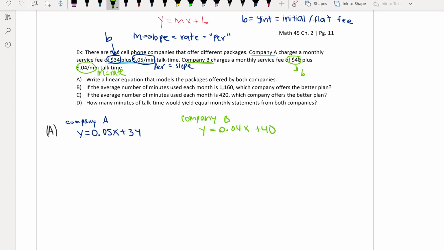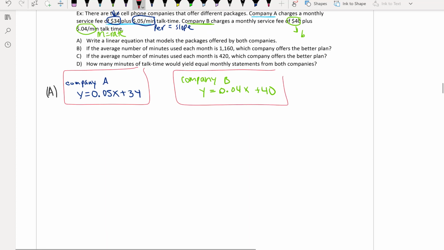So now I have my two equations. I have my company A and I have my company B. Now let's go ahead and say that we've done part A. We wrote a linear equation that models the packages offered by both companies. And again, that linear model was that y equals mx plus b.